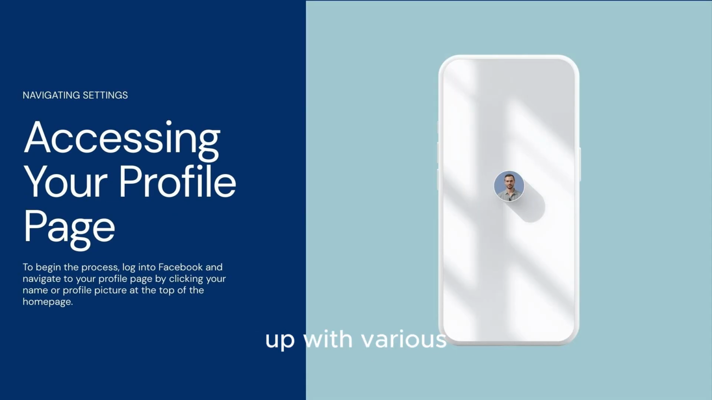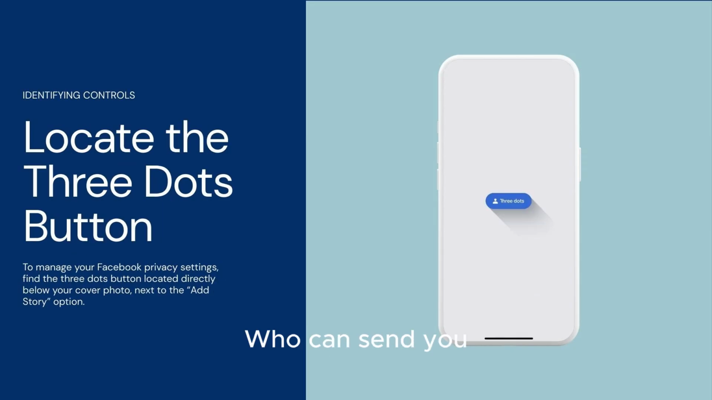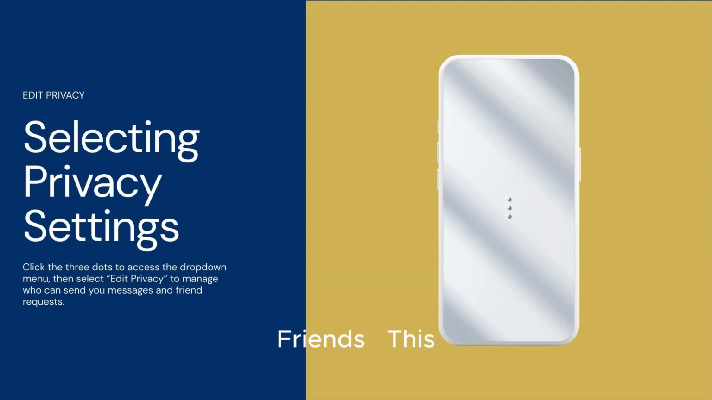A new window will pop up with various privacy toggles. Look for the setting that says Who can send you friend requests and the one for Who can send you messages. Click on these settings. Change the message setting from everyone or friends of friends to friends. This limits who can message you but doesn't remove the button entirely.